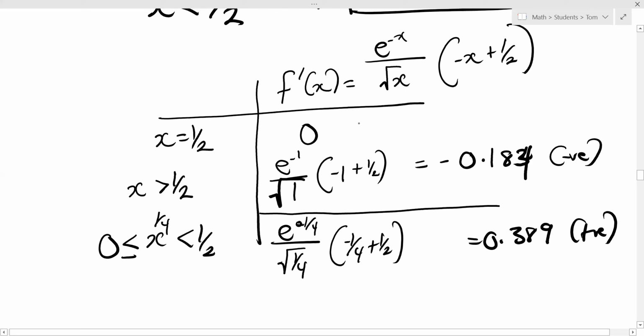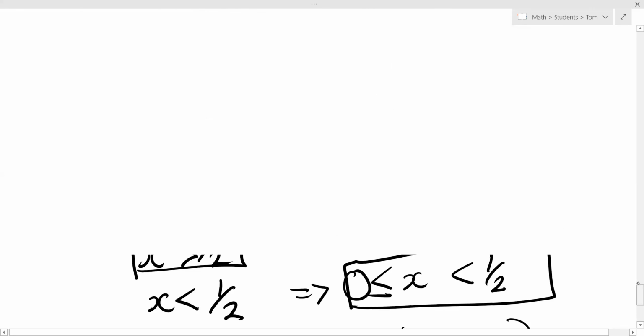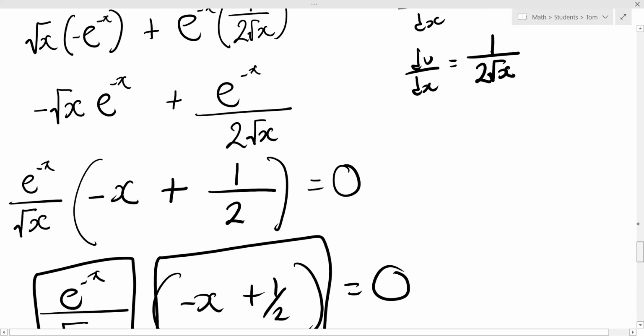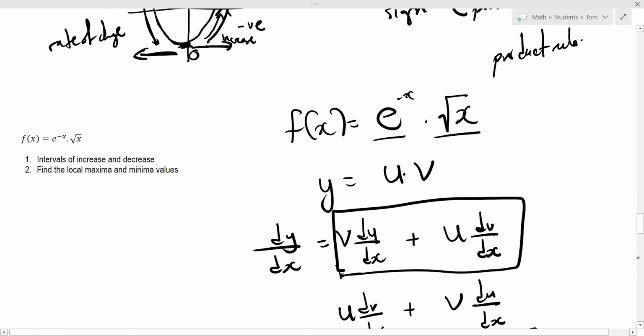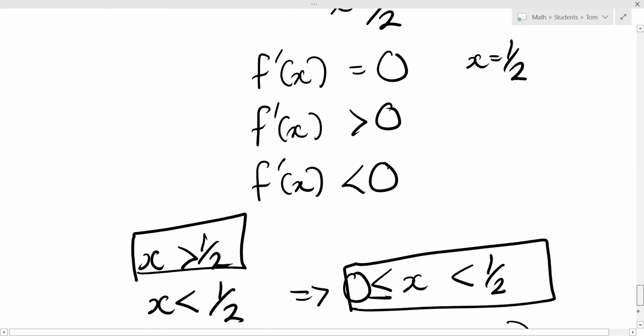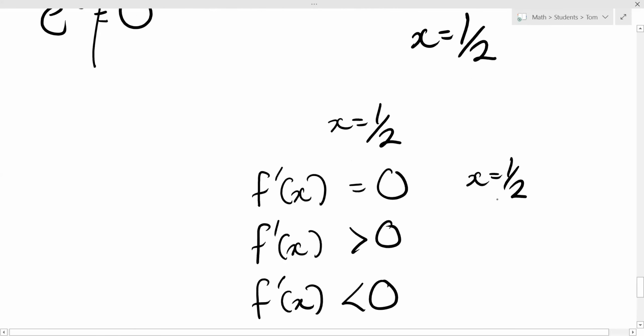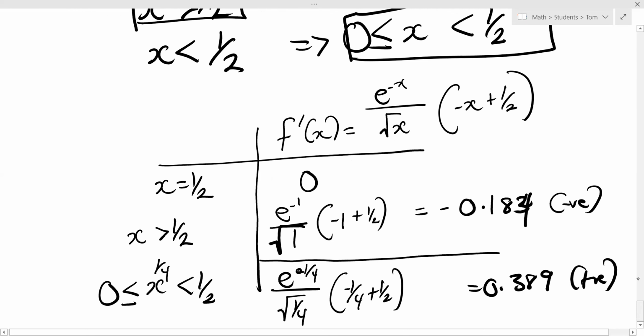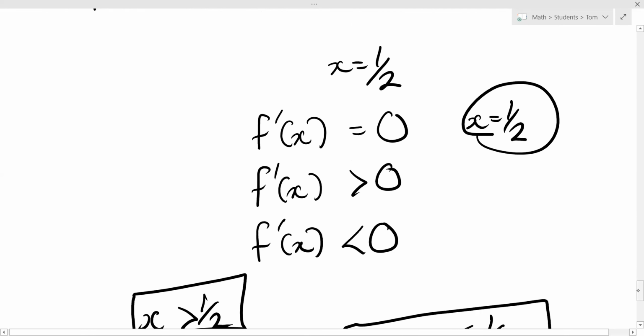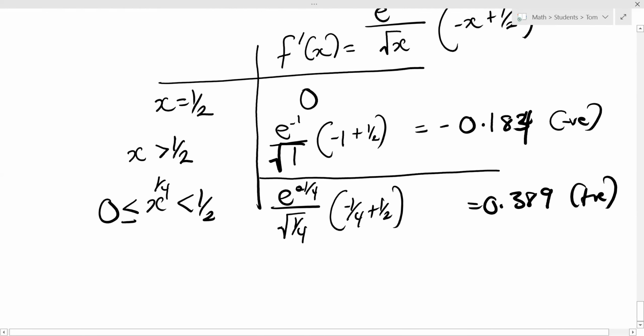So what does this mean? Let's go back to the question: the intervals of increase and decrease. The interval itself is at x equals half. All right, we can also write it like this. Now, if it goes higher than half, the function starts to decrease.